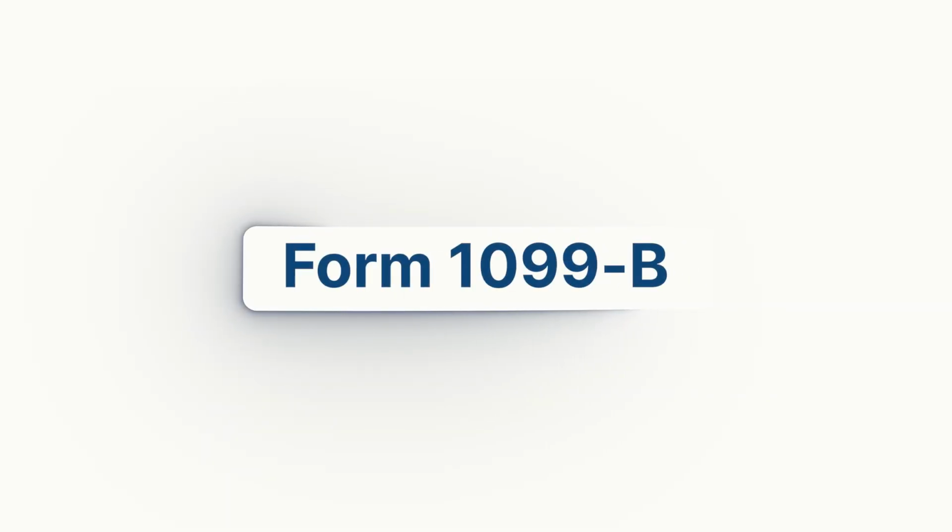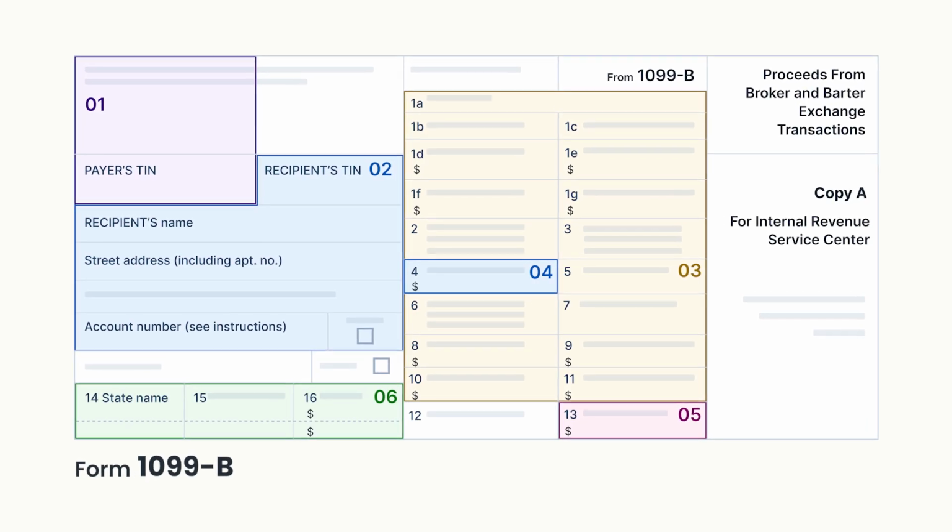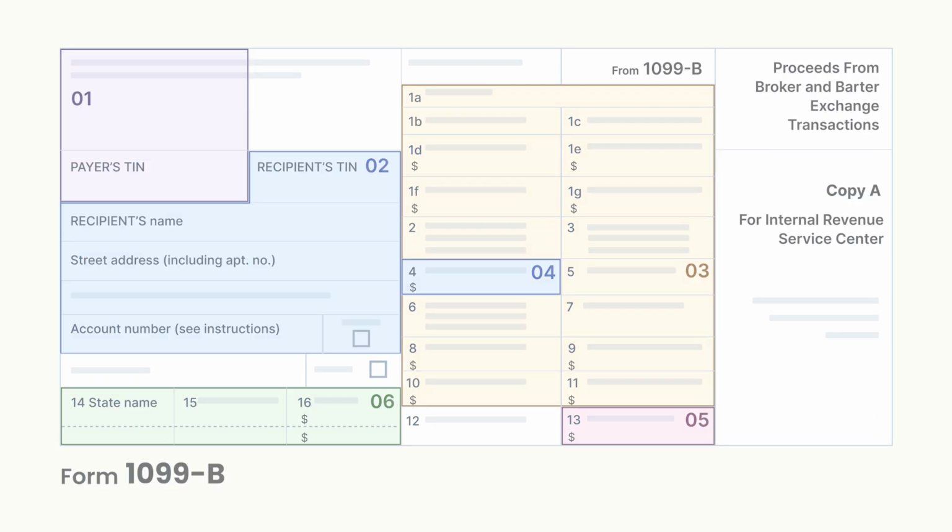Form 1099-B is an IRS information return used to report sales of securities and other financial instruments, as well as barter exchange transactions. It is typically filed by brokers or barter exchanges, not individual investors.